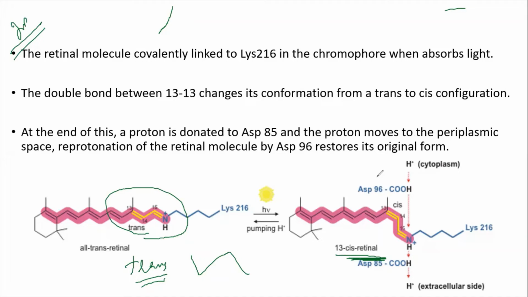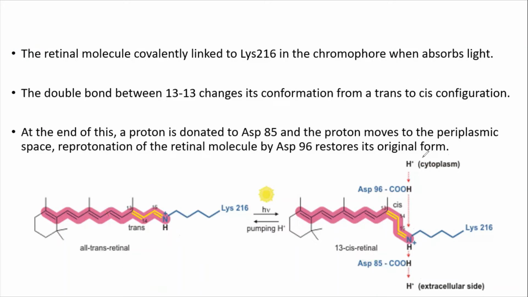Okay, see guys, when I say that it is getting opened up, what is happening exactly is that the aspartic acid is giving its H to the extracellular side. Okay, and this H plus, from aspartic acid 96 it went here, and from here to aspartic acid 85, it was given to 85. So this is how they have restored it. Got the point? Should I repeat?